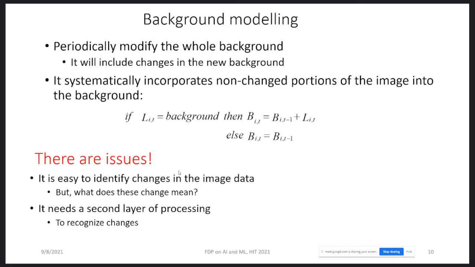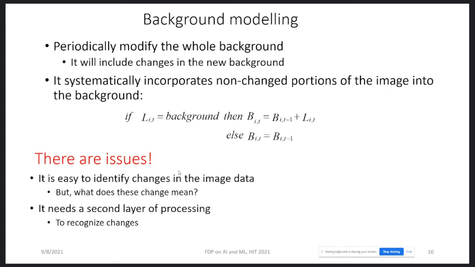Now, background modeling. If you look at the preliminary way of doing background modeling, you periodically modify the whole background. Okay, it will also include the changes in the new background. So it systematically incorporates non-changed portions of the image into the background. So assume that if L_i^t is the new background information, then B_i^t will be B_i^t minus 1 plus L_i^t, otherwise B_i^t will be B_i^t minus 1. So if you get some new background at the ith frame, you basically add it to the previous frame.